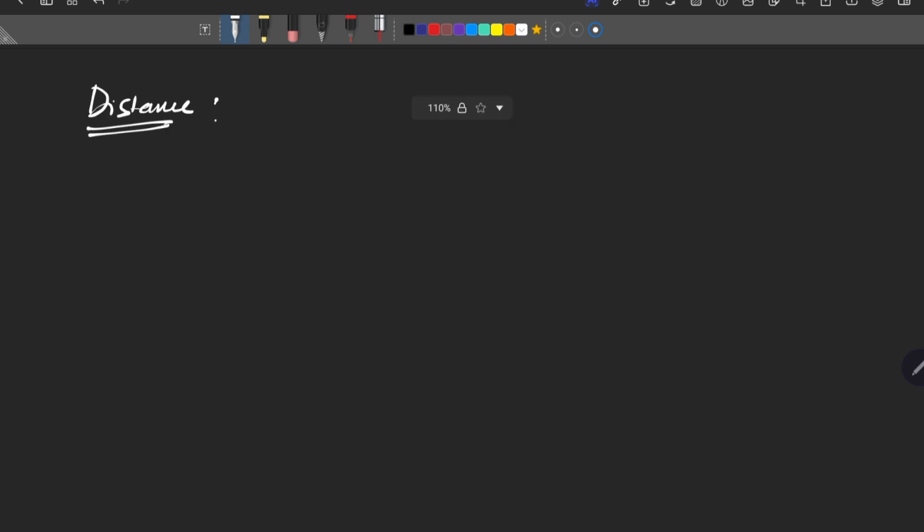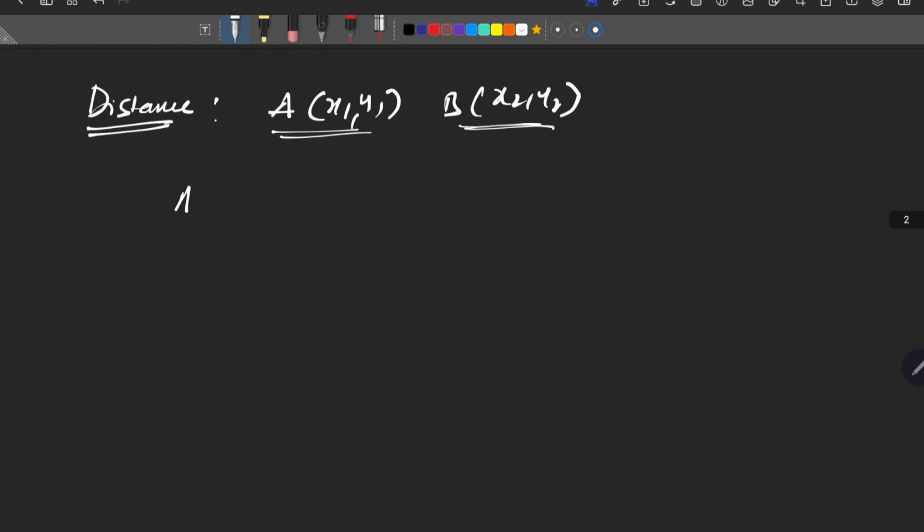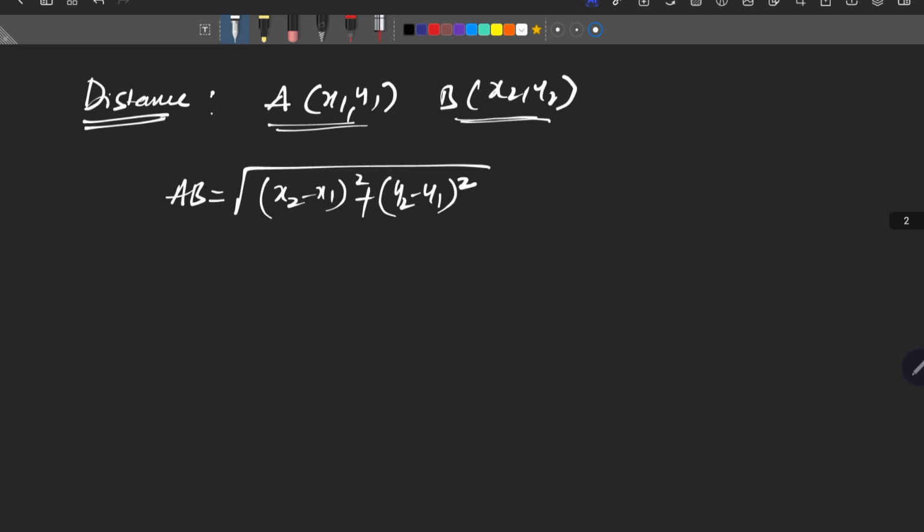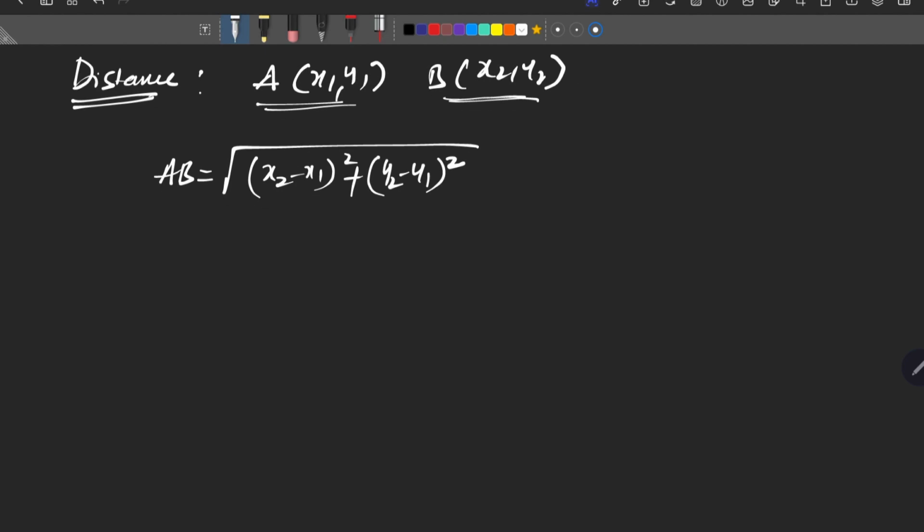Consider the distance between any two points. Let us consider A is a point (x1, y1) and B is a point (x2, y2). So for the distance between these two points, I am not going to explain the proof actually. Just remember the formula: AB is equal to the square root of (x2 minus x1) whole square plus (y2 minus y1) whole square. If you need the proof, please comment in the comment box. In the next video I'll definitely explain the proof.